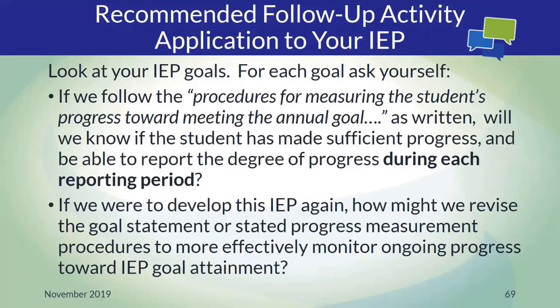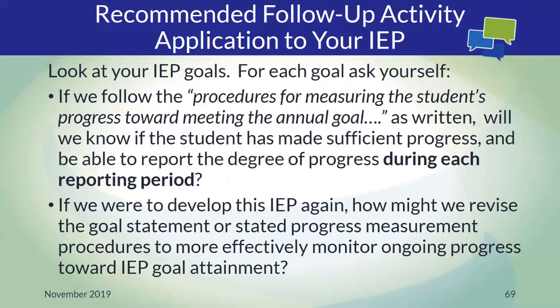All right. So this is just another follow-up activity that school staff can do, or with their district and school staff once you are thinking through how you want to utilize these processes. So take a look at your IEP goals in your current IEPs. You could do this around a staff training or a meeting or a group of teacher teams working across grade level. And for each goal, ask yourself, if we follow the procedures for measuring the student's progress toward meeting the annual goal as written, will we know if the student has made sufficient progress and be able to report the degree of progress during each reporting period?